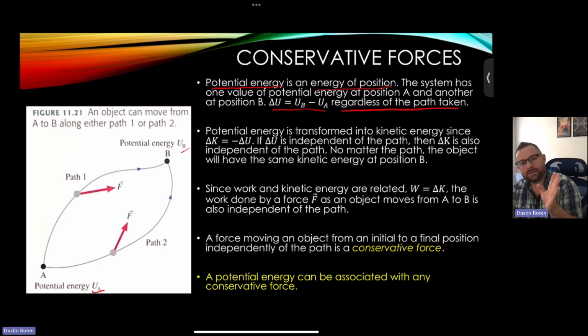Of course, while this arbitrary particle, which could take path 1 or path 2, is doing this, you'll remember that if we change the potential energy, we're also changing the kinetic energy, right? We're going back and forth between these two. So potential energy is transformed into kinetic energy, since the change in kinetic energy equals the negative change of the potential. So if you're losing potential energy, you're going to gain kinetic energy.